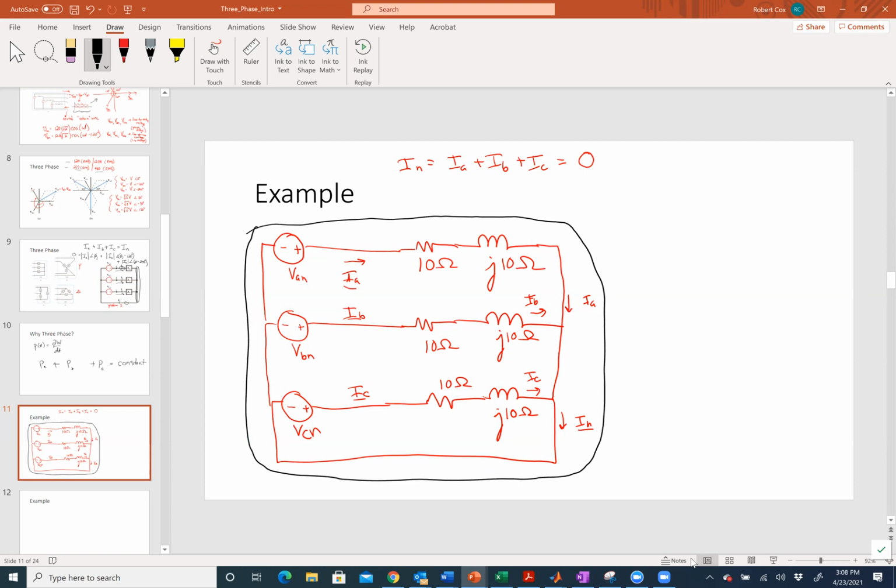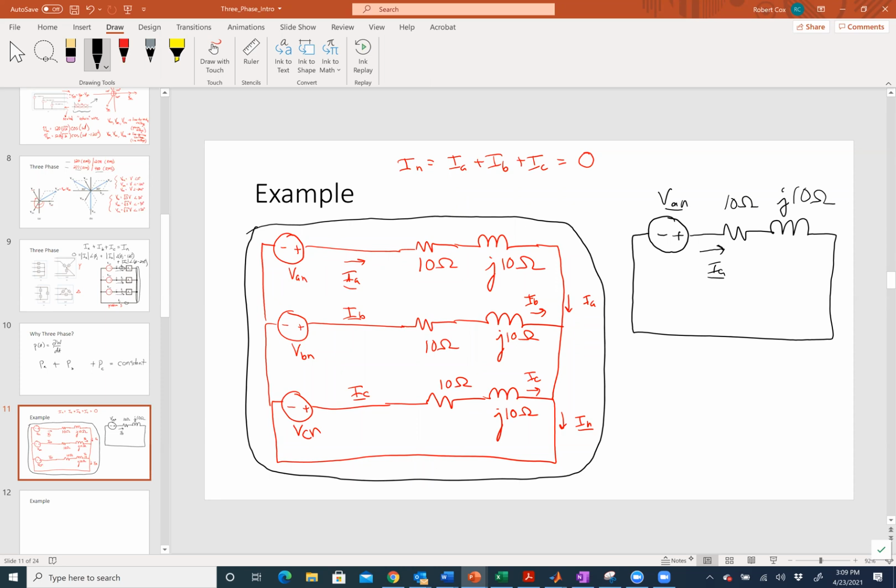If I go around that loop around the outside, I can basically just redraw that circuit for myself. I'm going to have VAN up top, and then I have my impedance, and then I go through the IN loop like that. The rest of it is still there; I'm just isolating the loop that I'm trying to do my KVL around. Here IA is the phasor going that way, and this is 10 ohms, and this is J10 ohms.